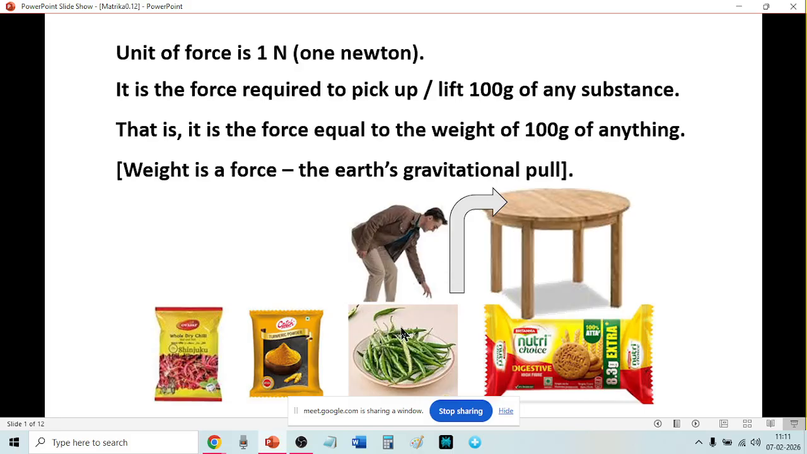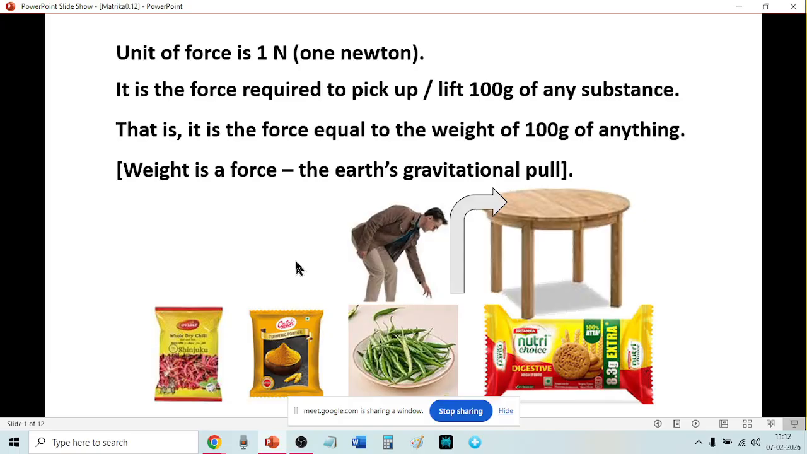That is the force needed to pick up 100 grams of anything. That is 1 Newton. If you are asked to pick it up, how much force would you need? That is 1 Newton. Clear? So the force needed to pick up or lift 100 grams of any substance is the weight of 100 grams. The weight of 100 grams of anything would be 1 Newton force. And weight is a force, the force of gravity.